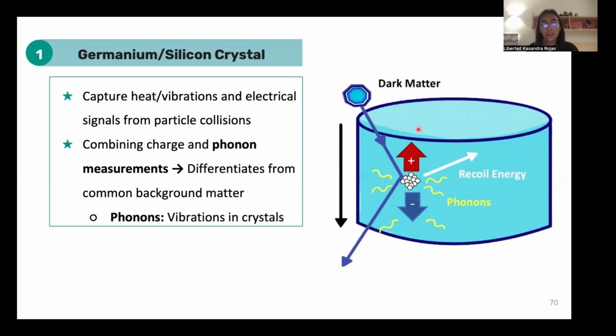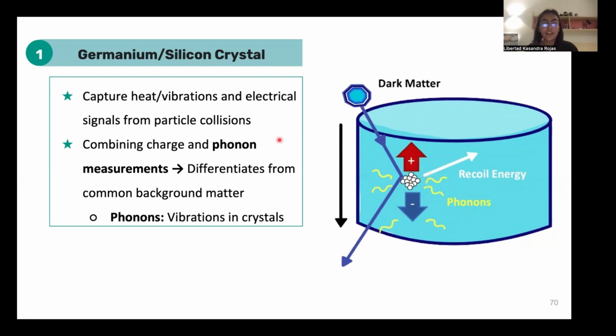Once again, this is a bit repetitive, but still, what we want to capture is the vibrations and electrical signal from the particle collision. So once again, our dark matter particle is going to collide with the nuclei, in this case of these crystals, and it's going to release a bunch of signals.